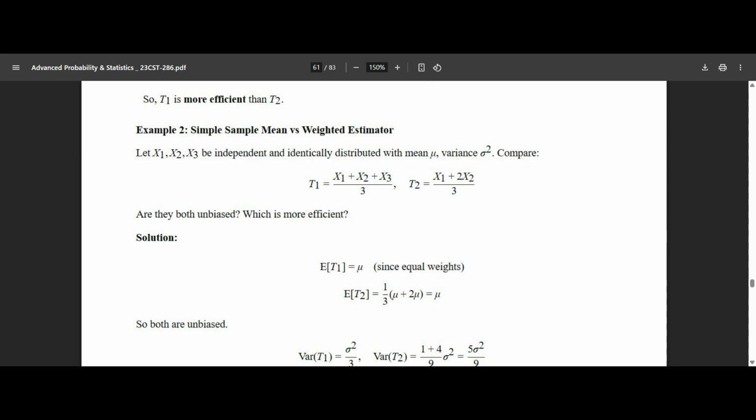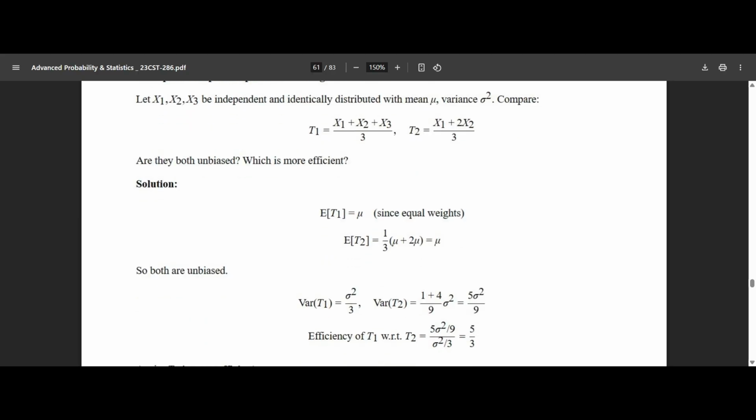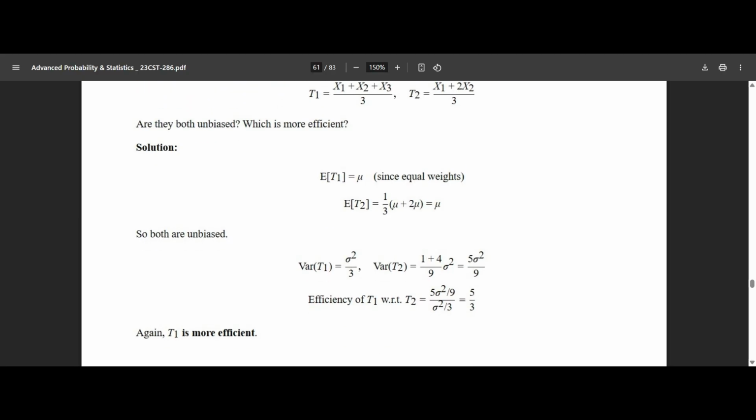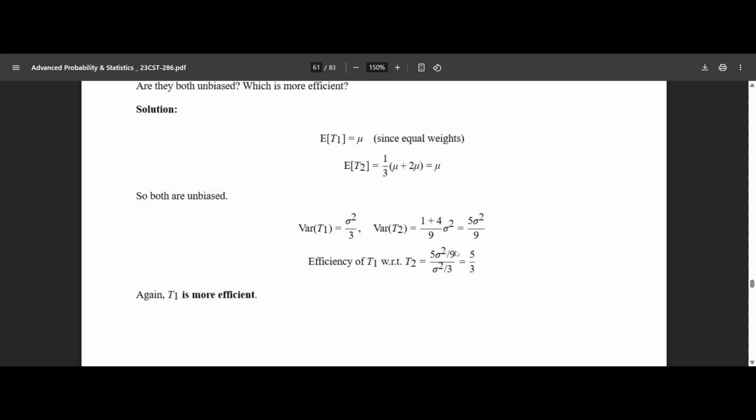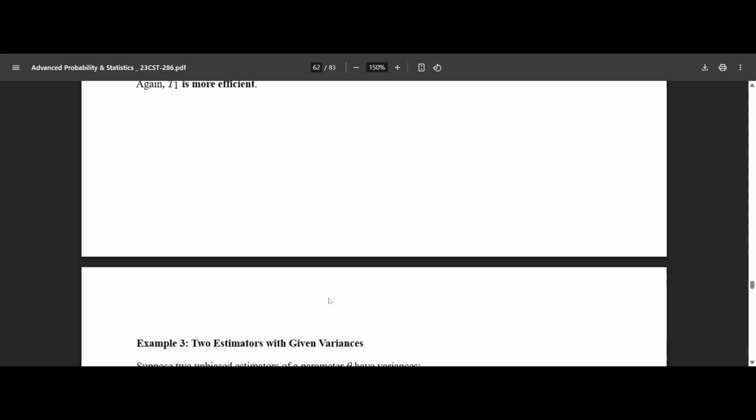Simple sample mean versus weighted estimator. Okay, so simple sample mean क्या होगा, (X1 + X2 + X3) by 3, simple sum of three things by 3. T2 क्या है, (X1 + 2X2) by 3. Okay, so after solving the sum, and one more important thing, मतलब by default कोई भी चीज का expectation we always take it as mu. So both are unbiased. We can see that because expectation of X1 is mu, 2 into mu, so it's ultimately 3 mu by 3, which is also mu. So variance of T1 is sigma square by 3, and T2 is 5 sigma square by 9. So ultimately it's 5 by 3. Again T1 is more efficient.